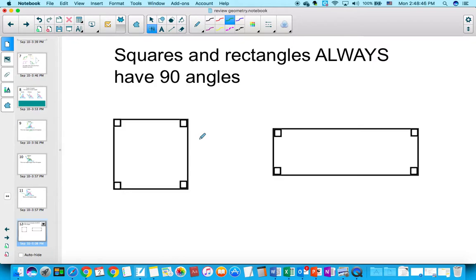Squares and rectangles always have 90 degrees. They make that L shape, right? They're all 90-degree angles, 90 degrees, so on and so forth. So they all have 90-degree angles. You will not see a square with obtuse angles because you can't.